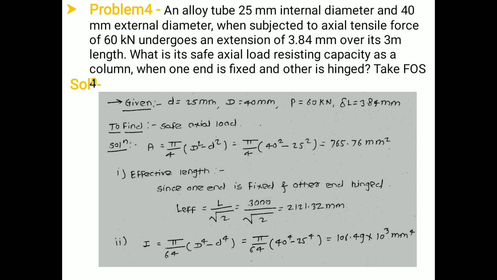First of all, we will find out the value of area. As it is a hollow tube, area can be given by pi by 4 into capital D square minus small d square. On putting the value of external and internal diameter, we have the area 765.76 mm square. This is the area which we are going to consider to find out the value of E. Now the effective length, as one end is fixed and the other is hinged, is L upon under root of 2. Therefore it is 2121.32 mm.